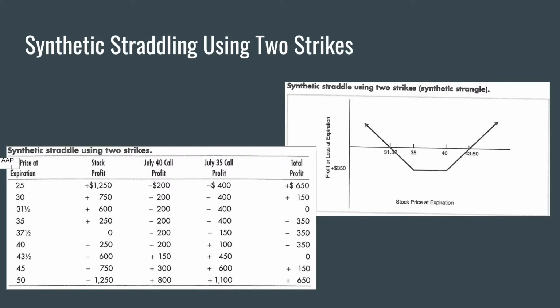These can have more than one strike price. In this example, the trader shorts 100 Apple shares at $37.50 and buys one Apple July 40 call for $2 and one July 35 call for $4. When he shorts 100 Apple shares at $37.50 and buys the calls, he would have a position similar to a synthetic straddle, except the maximum risk would be between 35 and 40 at expiration. This is illustrated by the graph.